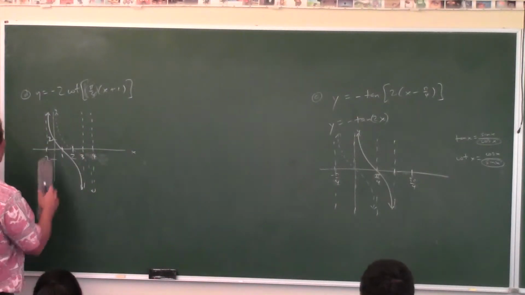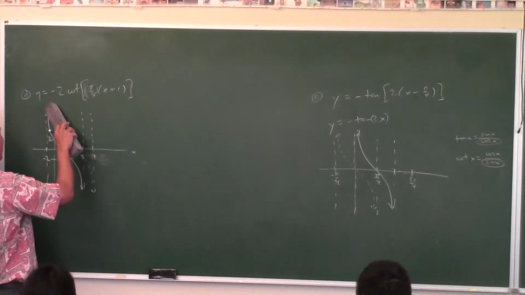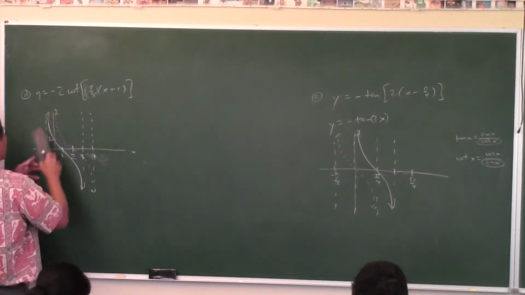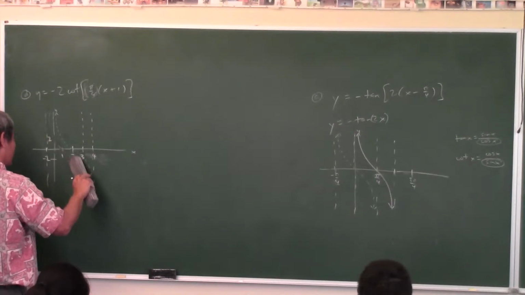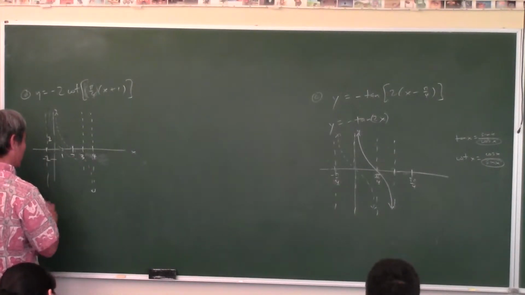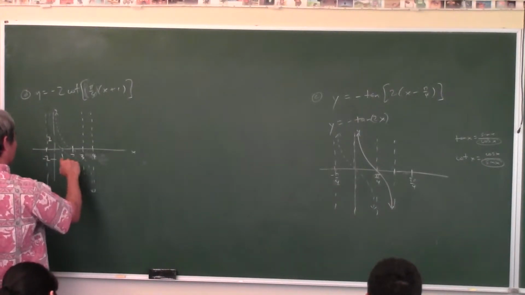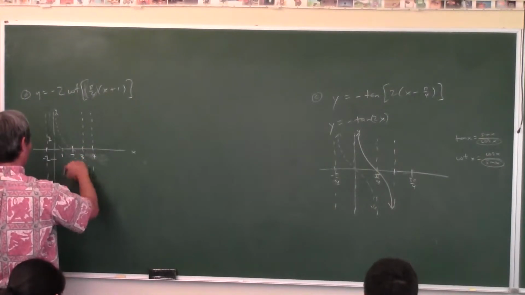Oh, I forgot. You're right. Forgot to reflect it. Minus 2. Okay, 98 is a darn good score on this test. So if you reflect it, it goes upward.